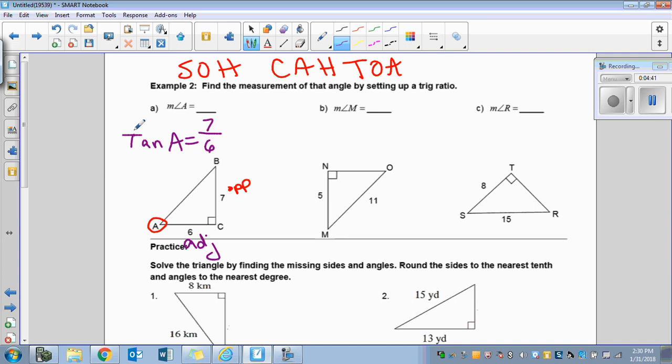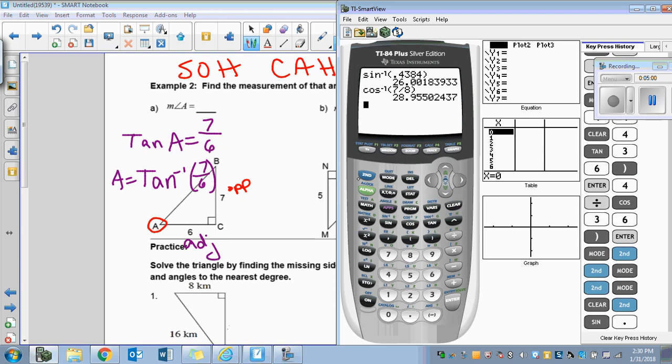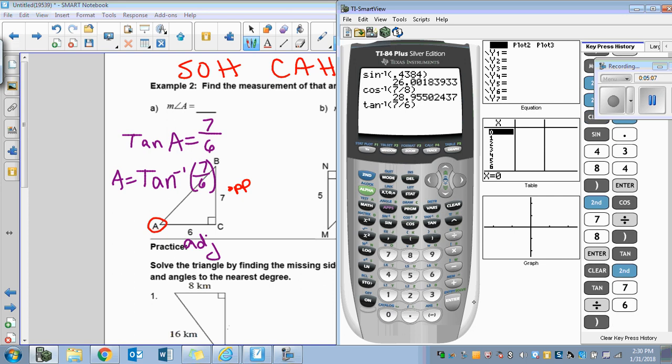Now, we can just plug this into the calculator, but we need to know what A is. So we're going to solve for A equals the tangent inverse of 7/6. Let's go back to our handy dandy calculator, and put in tangent inverse, so second tangent of 7 divided by 6, parentheses, enter. And that's 49.4-ish. So I'm going to write that down.